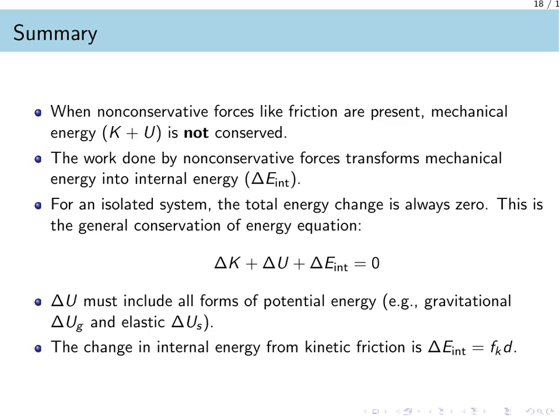We can express this with our general conservation of energy equation. The change in kinetic energy, delta K, plus the change in total potential energy, delta U, plus the change in internal energy, delta E internal, equals 0. It is important to remember that the delta U term must include all forms of potential energy in the system, such as gravitational and elastic. The change in internal energy from kinetic friction is calculated as F sub k times d, where d is the distance over which the friction force acts.